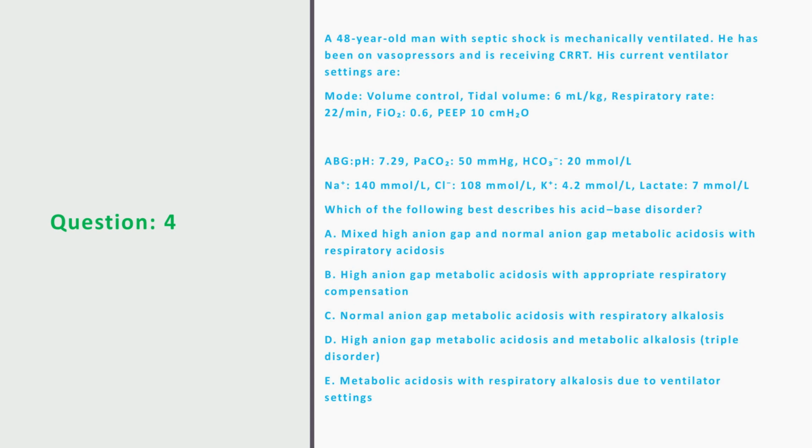A. Mixed high anion gap and normal anion gap metabolic acidosis with respiratory acidosis. B. High anion gap metabolic acidosis with appropriate respiratory compensation. C. Normal anion gap metabolic acidosis with respiratory alkalosis. D. High anion gap metabolic acidosis and metabolic alkalosis, triple disorder. E. Metabolic acidosis with respiratory alkalosis due to ventilator settings.